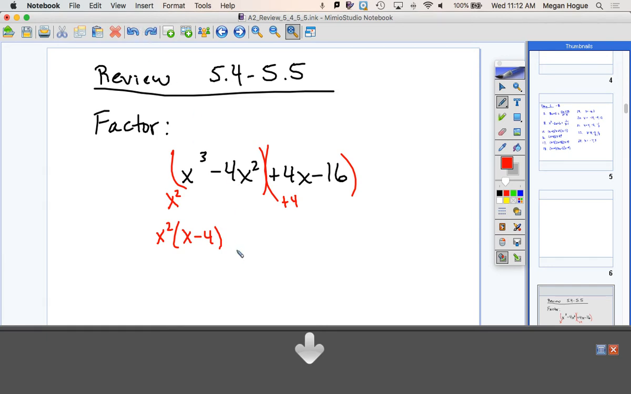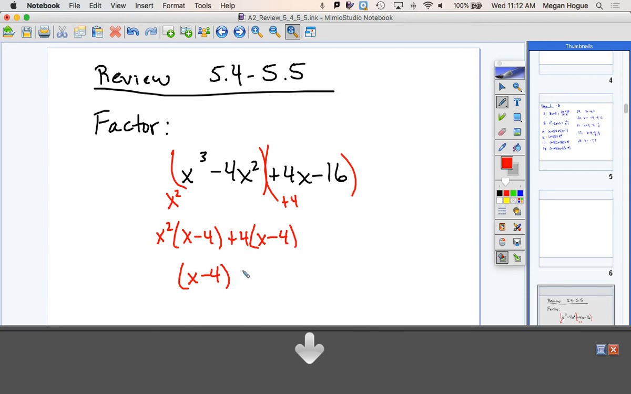Sometimes I'll see people just slam it kind of all together and put 4. It's your work. If you do that, I won't take off. But again, technically, we should put plus 4. That leaves us with x minus 4. So the parentheses do match. So I pull that out as a GCF.